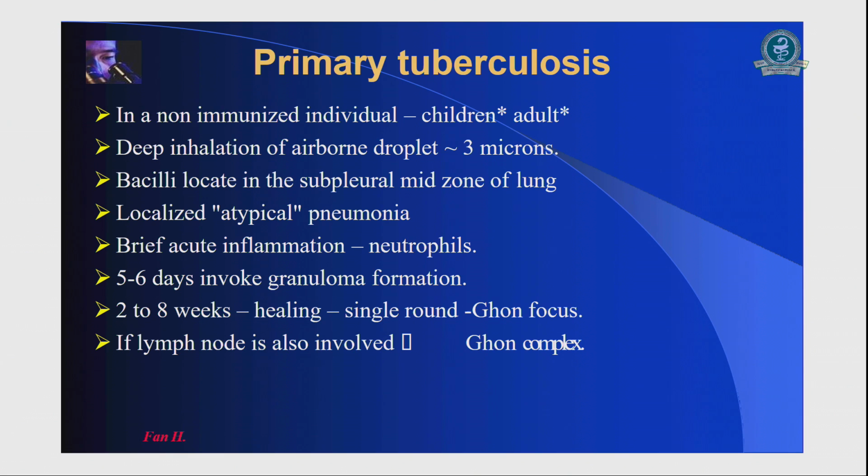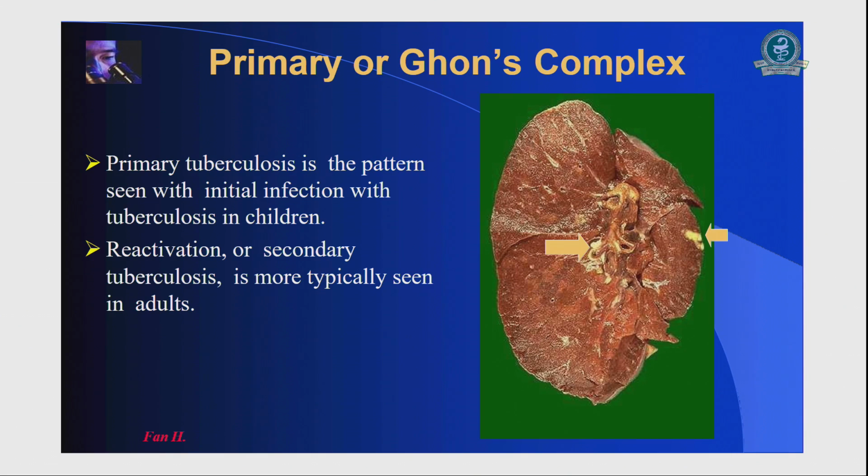I hope you're done with this slide. As you can see in this picture, the Ghon complex. Primary TB is the pattern seen with this initial infection with TB in children. Reactivation or secondary TB is typically seen in adults, as you can see in this picture.